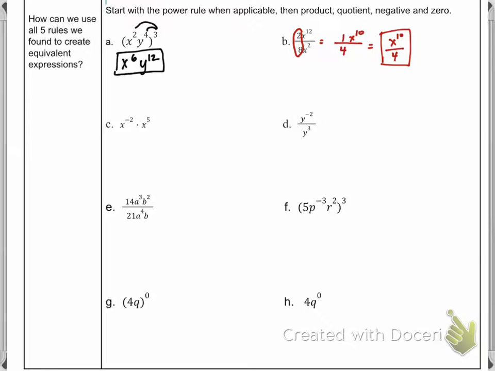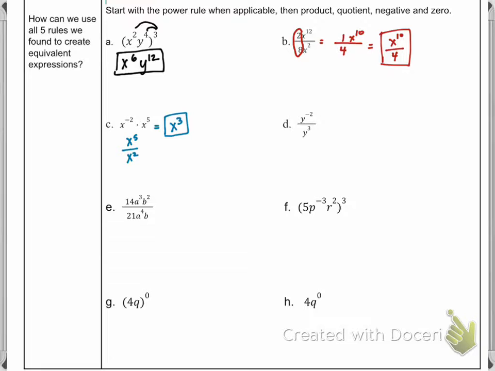In letter C, there's kind of 2 options. You can deal with the negative first and flip that x to the negative 2 to be 1 over x squared, or you can just go ahead and use the product rule, which said when you were multiplying 2 bases together, it's the same thing as adding the exponent. So if you just add negative 2 plus 5, that's going to get you x to the 3rd, or you can also flip that x to the negative 2, put it on the bottom, and then subtract with the quotient rule, but you should have ended up with x to the 3rd.